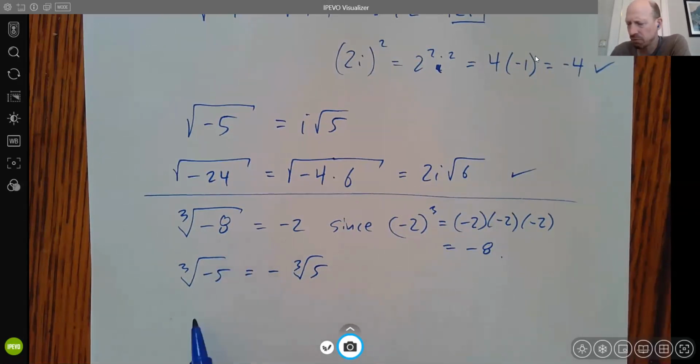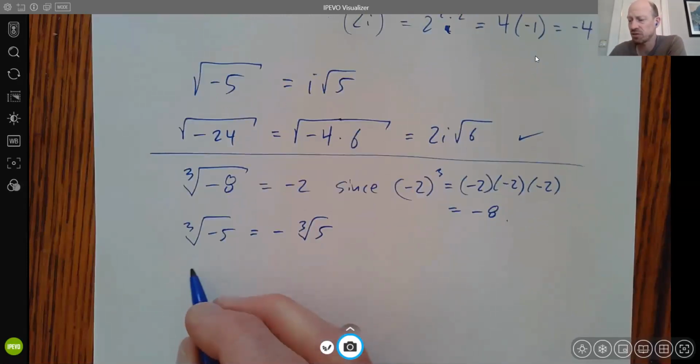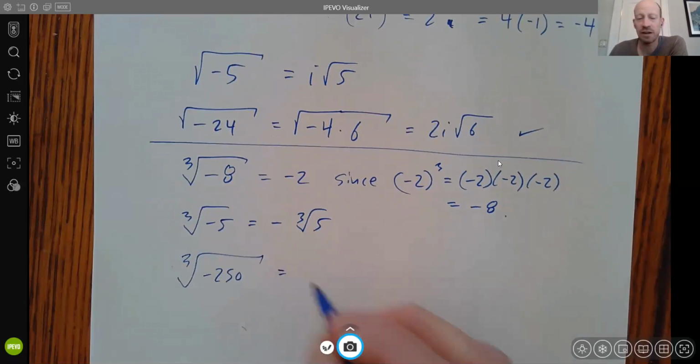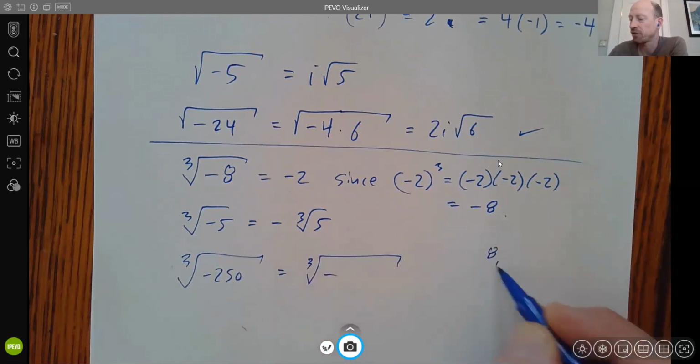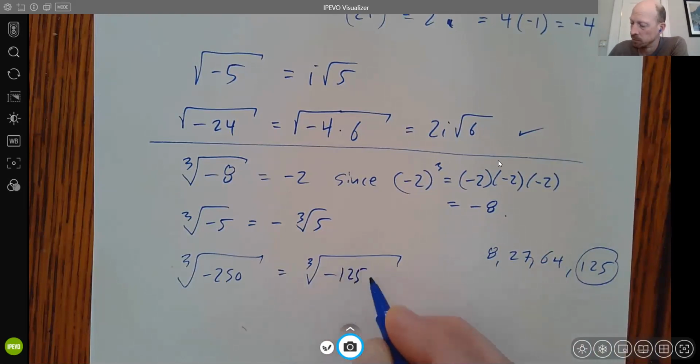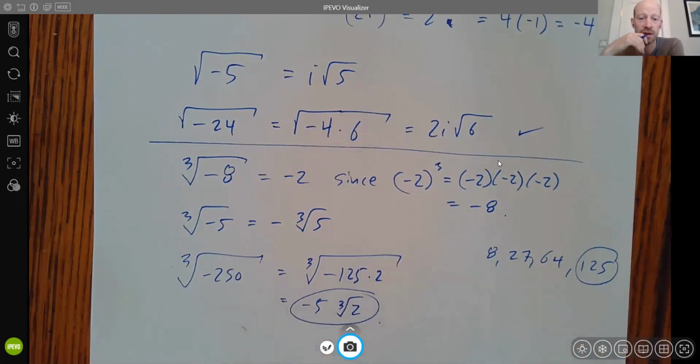Okay, so does that now? I mean, this doesn't change the negative here. Doesn't change that we still have to do some work sometimes with cube roots, right? If I give you the cube root of negative 250, we got to try and figure out what perfect cube factors are there. And remember our perfect cube factors here, we're looking for factors of 8, right? That's 2 cubed, 27, 3 cubed, 4 cubed is 64, and 5 cubed is 125, right? So that's minus 5 cube roots of 2. Cube root of minus 125 is minus 5. Other questions about this?